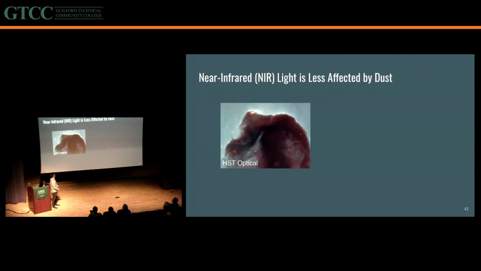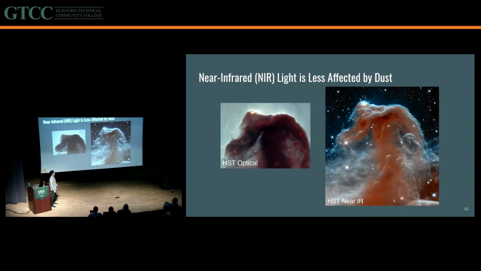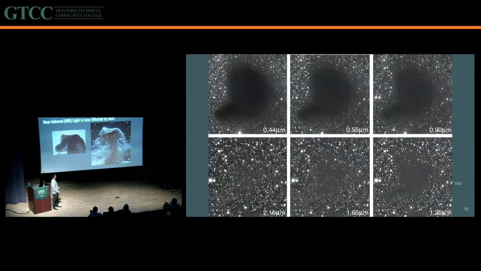So here I've got an image, and we're going to compare it to the near infrared next. But here I've got an image of the Horsehead Nebula observed by the Hubble Space Telescope in the optical. Beautiful image, I think. If you observe it in the near infrared, that's what it looks like. There's so much more structure that you're able to see, and it's more beautiful. So in the near infrared, light is less affected by dust.